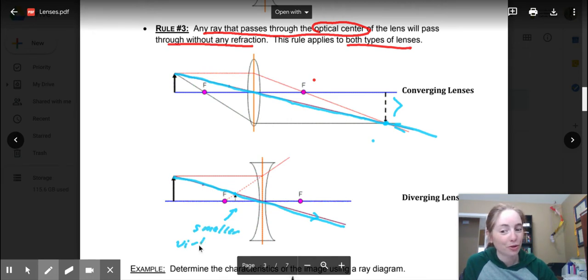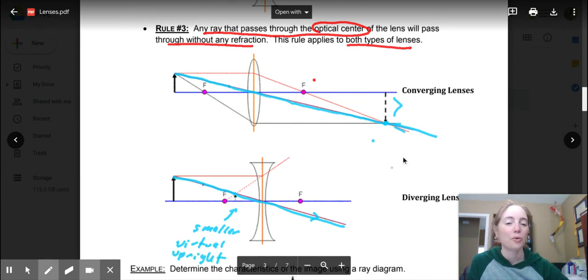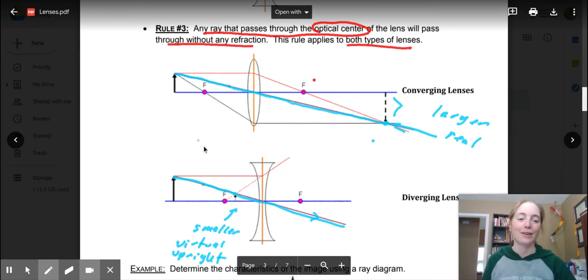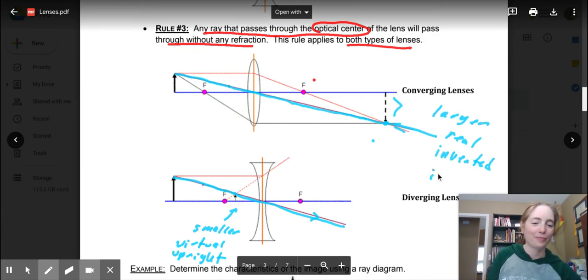It's virtual because it's on the same side as the object, and you can't project that onto a screen. And it is upright. Whereas this image is larger. Okay, it is going to be a real image because it's on the opposite side of the actual object. Okay, so you could project it onto a screen, and it is an inverted, so upside down image.